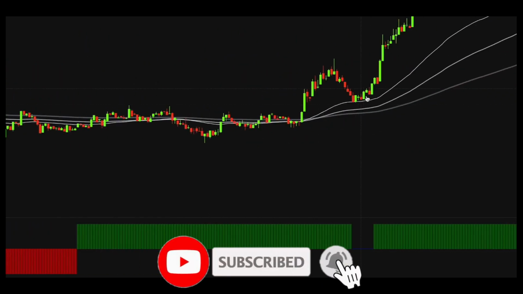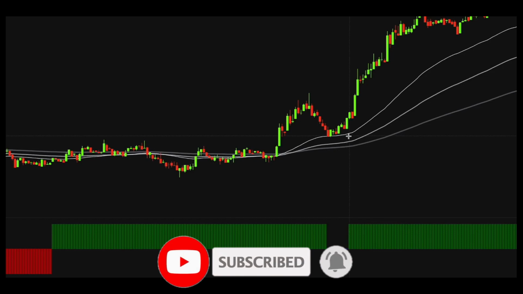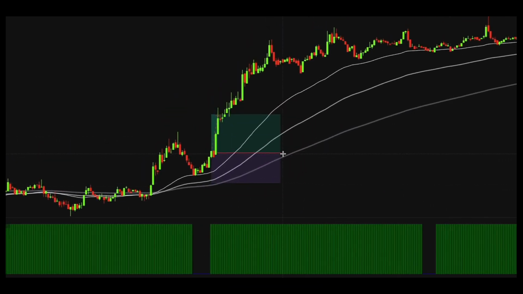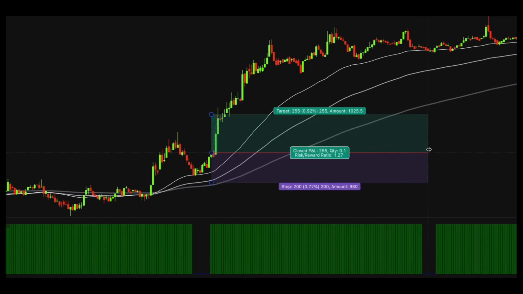Now let's take a look at the last example. The price respected the moving average with perfect pullback. The indicator reacted by changing from green to flat. A few candlesticks later, we received a buy signal.